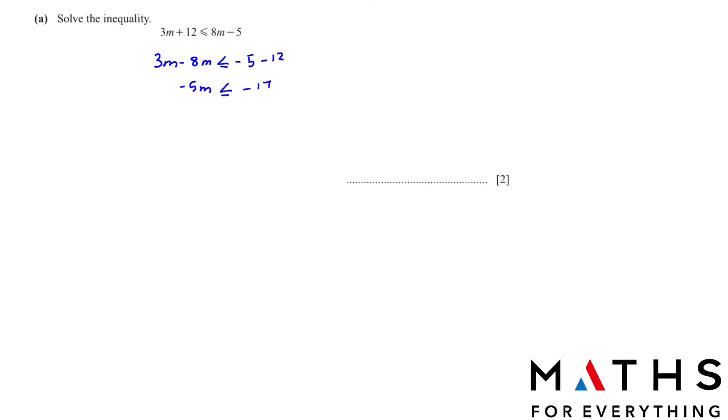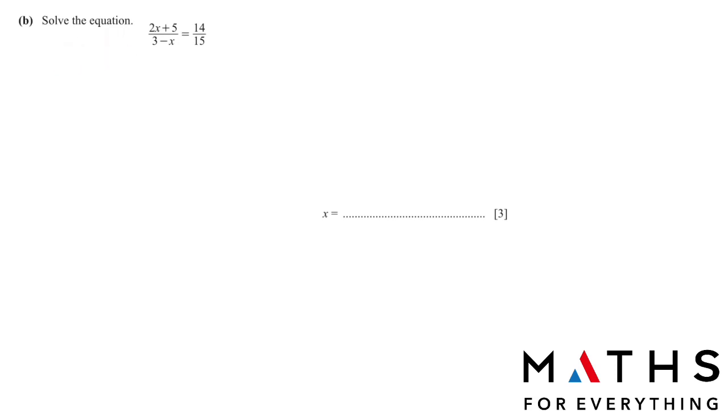Now negative 5m means negative 5 multiplied by m. So when you shift that 5 to the other side, it will be divided. Whenever your m or x, your main variable, has a negative, your inequality sign changes. So it's less than or equal, now it will become more than or equal. This will give us negative 17 divided by negative 5 will be 3.4. So this is our answer.